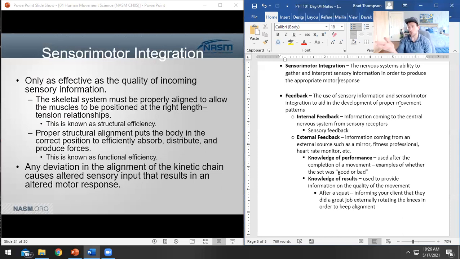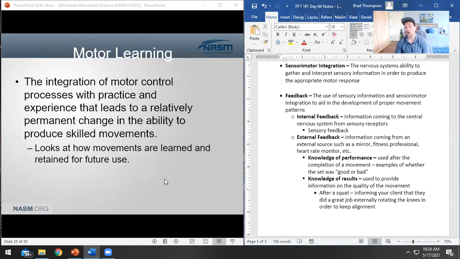Like if I told you we are meeting at 9 a.m. somewhere and I gave you the wrong address, you could show up at 9 a.m., right? But if you don't have the right address, it doesn't matter. It's not exactly going to be good, right? So again, this is why we look at our structural efficiency. We want to make sure that we are keeping our clients in an ideal alignment. If they're in an ideal alignment, they're going to be able to recruit their muscles the way that they're supposed to.